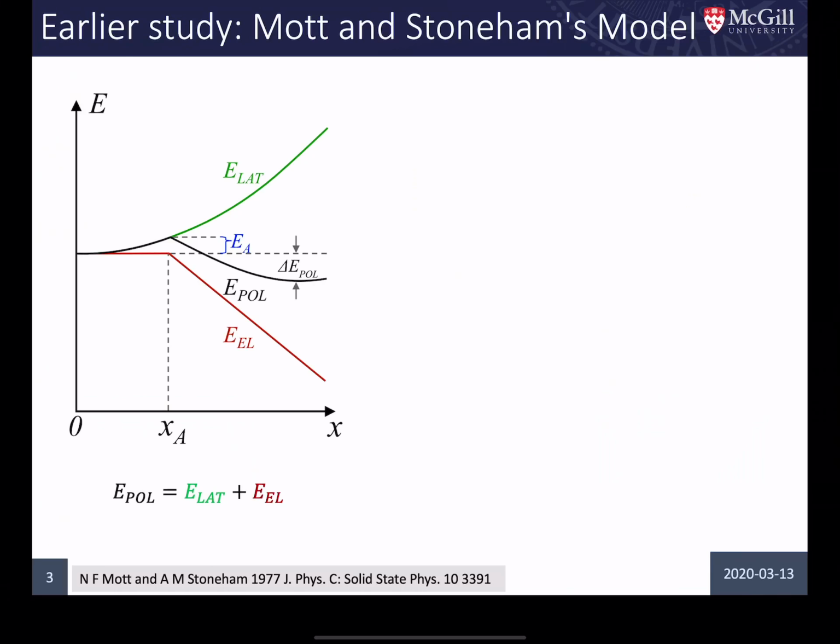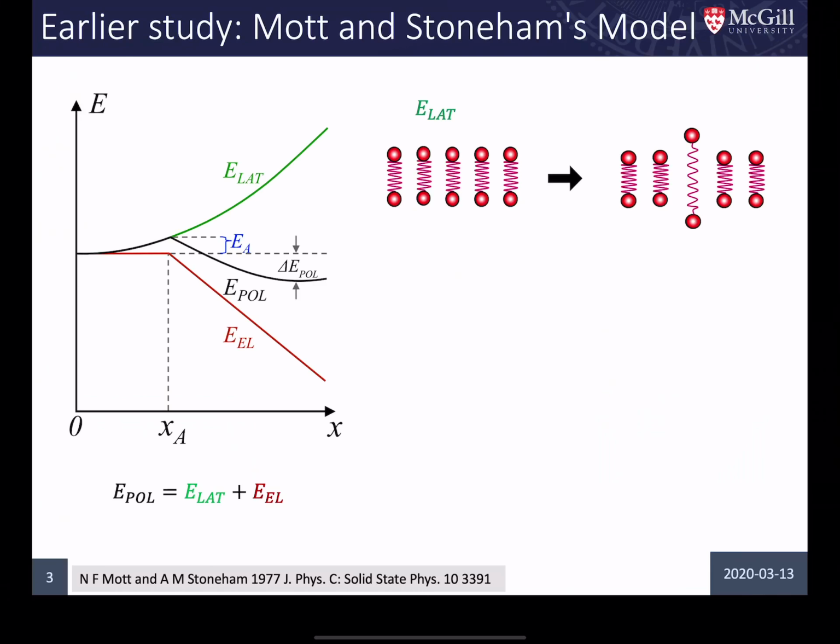The lattice energy penalty is due to lattice distortion when forming a polaron. It is like when you stretch a spring away from its equilibrium position, and the potential energy of the spring goes up. So the lattice energy goes up immediately once there are distortions. But only a finite value of distortion will be able to trap an extra electron.